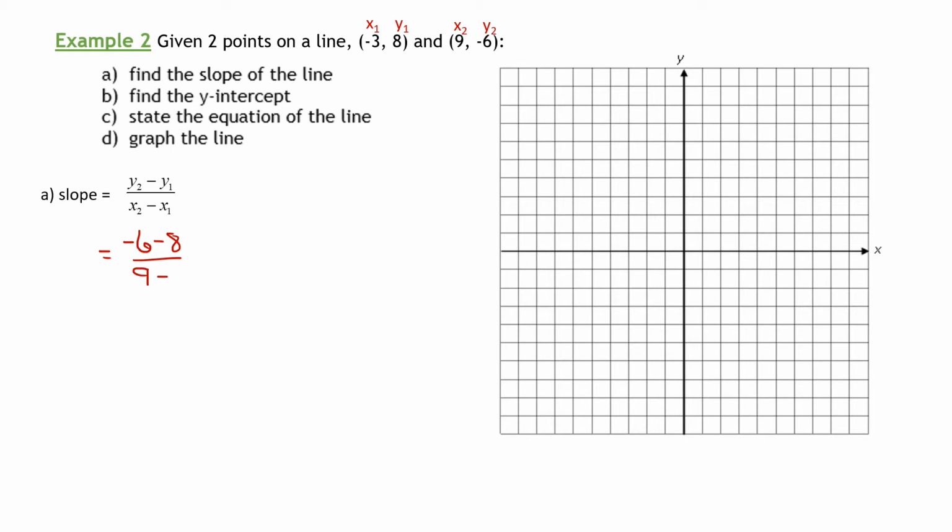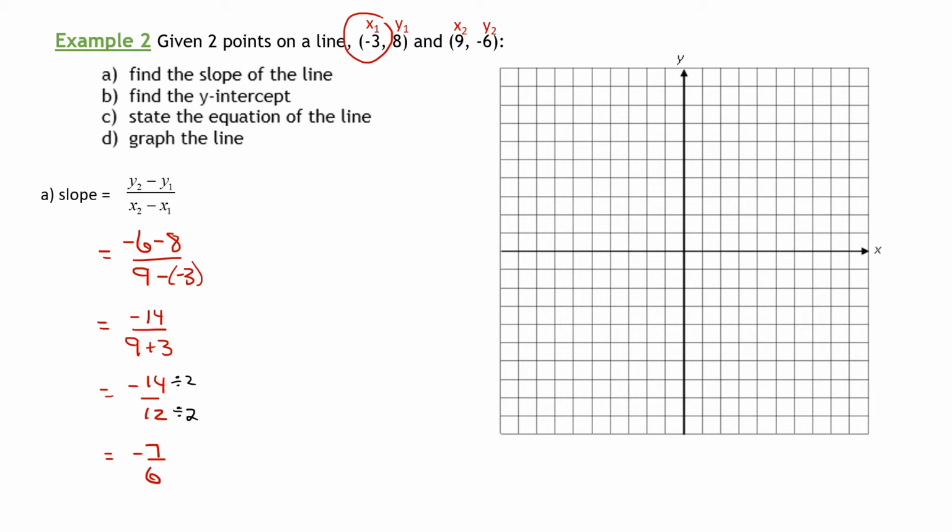Okay, my x1 is a -3 here, so I have to subtract a -3. I can write it like that, or I could change it to a positive. I'll do that in the next step. So -6 minus 8 is -14, and this is 9 plus 3. So that's -14 over 12. And we're not done because we have to reduce the fraction. They're both even, so I know for sure I can divide them both by 2. That gives me -7 over 6. And that's reduced, so that's my slope.